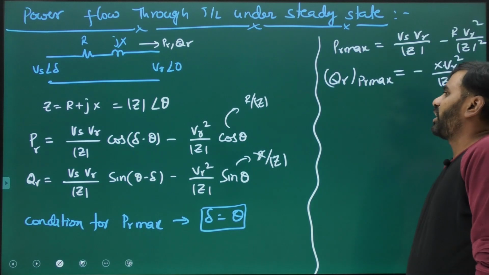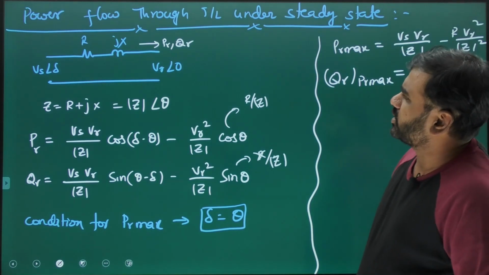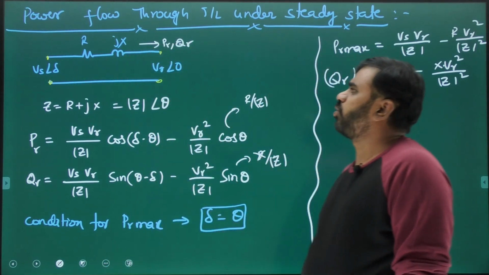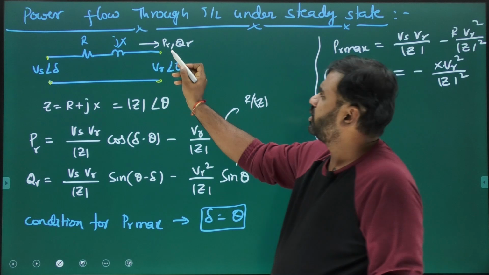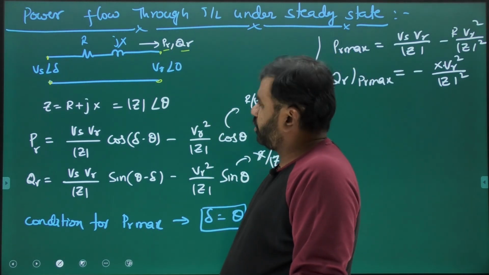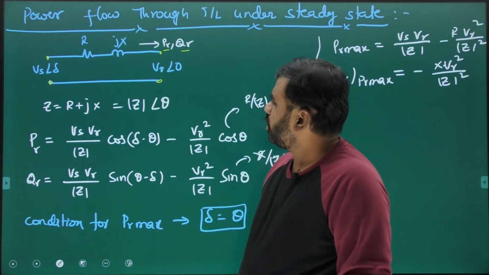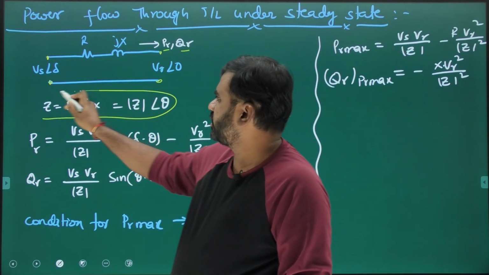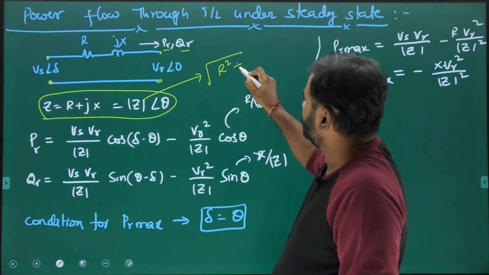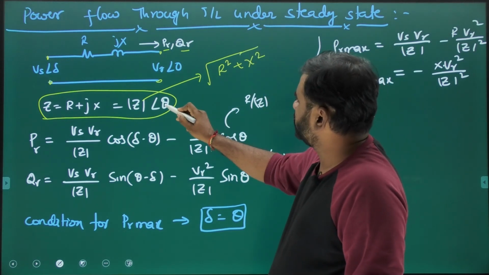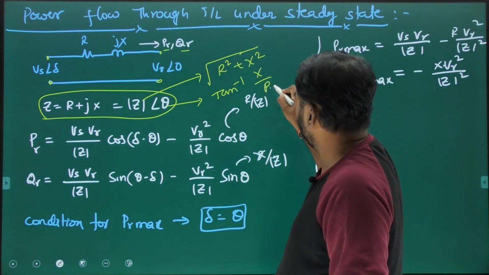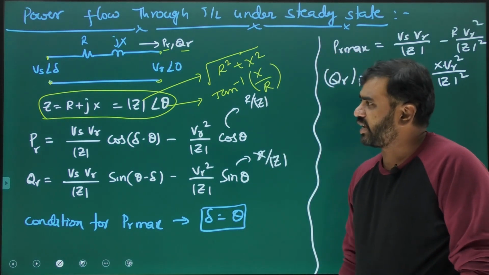Next, power flowing through a transmission line under steady state. See, there is a transmission line, we have a sending end port and a receiving end port. We need to calculate the power flow at the receiving end. PR is the receiving end active power delivered, and QR is the receiving end reactive power delivered. Z is the series impedance of the line. We can write mod Z at an angle theta. What is mod Z? Under root of R square plus X square. And what is theta? Tan inverse X by R. That is also called the impedance angle.